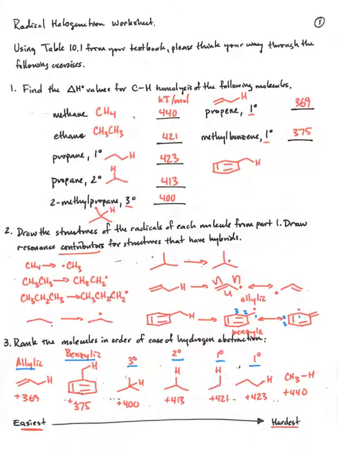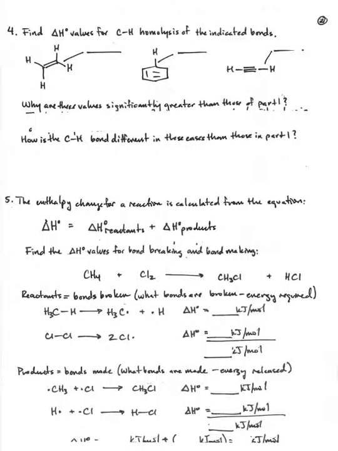And in the next problem we're going to examine homolysis of CH bonds where the carbon is not sp3 hybridized. So that's going to be question number 4. It says find the delta H values for CH homolysis of the indicated bonds. What I want to point out now is it's important to recognize the hybridization of the carbon bearing the hydrogen. So here we have ethylene.